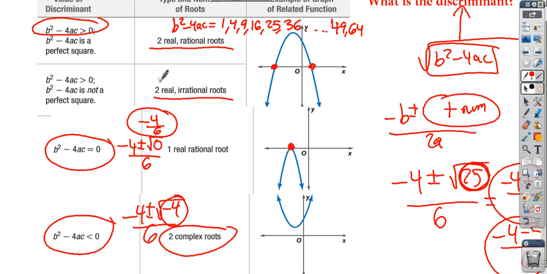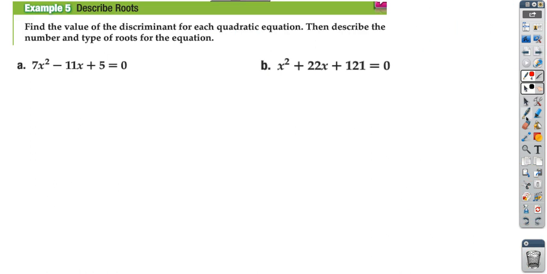Okay, what would an irrational number look like? Two irrational numbers would be something like if you had 5 or 6 or 7 or 8 or 10. Basically anything that when you take the square root of it, you're not going to get a nice clean number like you would for those perfect squares. Alright, so let's find each of these discriminants, and then we'll tell what kind of solution it has.